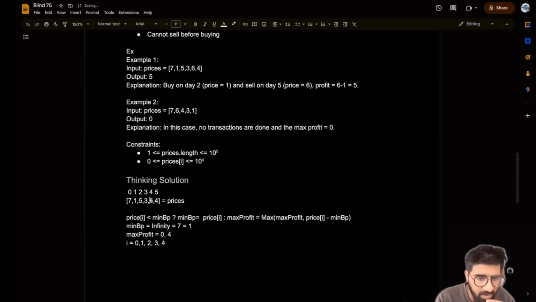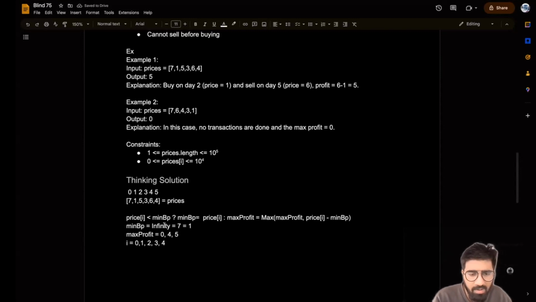For the fourth index, my price is 6 and my minimum buying price is 1, right? So is the current price smaller than the minimum buying price? No. If that's the case, then just update max profit. So let's subtract my minimum buying price, which is 1, from the current price, which is 6, and it gives us 5. So is 5 greater than my existing max profit? Yes, existing max profit is 4. So I will update it to 5.